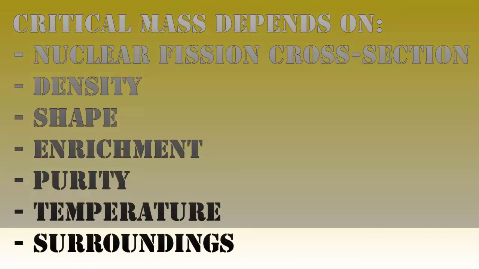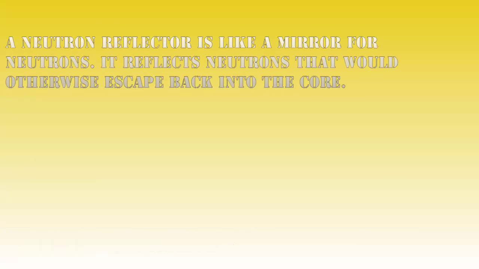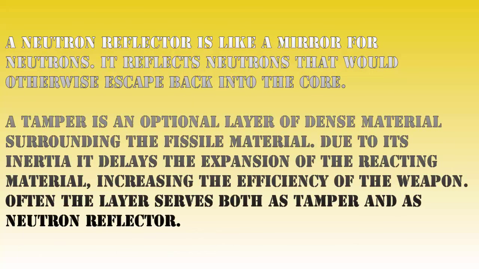For surroundings that can influence the critical mass, we have to think about neutron reflectors and tempers, both of which are materials that inject the outgoing neutrons back into the core, reducing the critical mass of the material significantly.